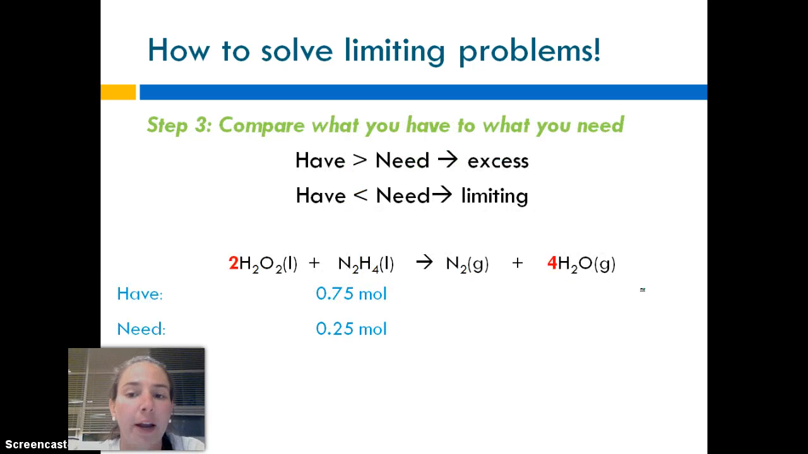So I know what I have, I know what I need. My third step is to compare what I have to what I need. So remember, I calculated in my very first step that I have 0.75 moles. I calculated in my second step that I need 0.25 moles.